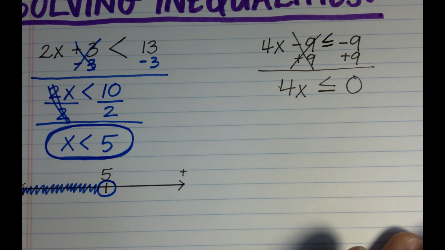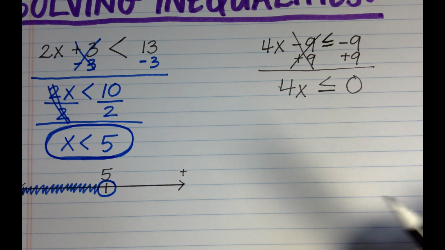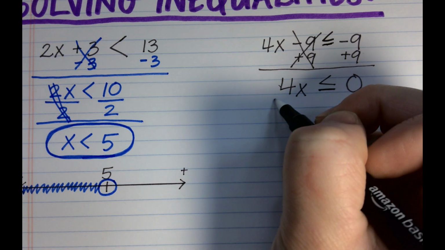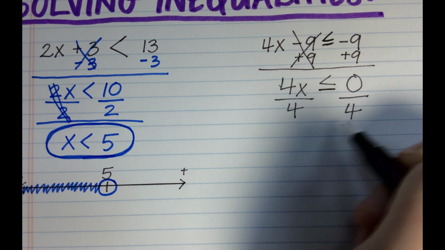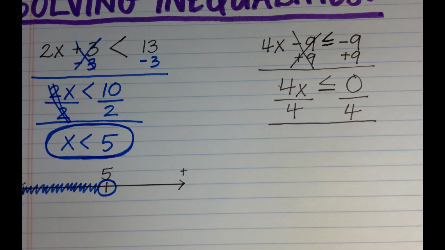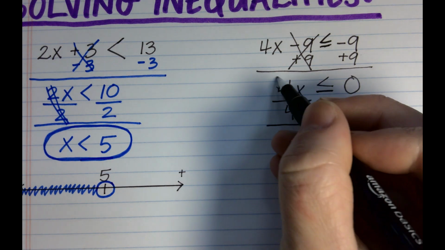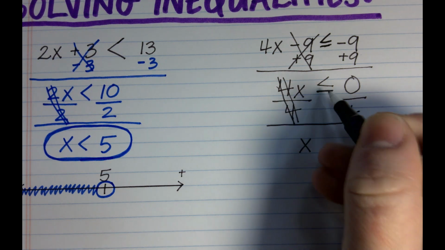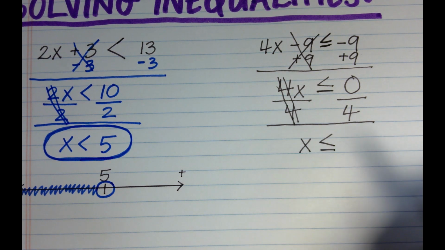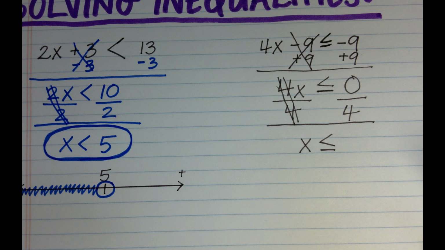What would we do next? Right. Yes, we have 4 times x. To get rid of it, we divide by 4. Divide by 4. Fours cancel, and I'm left with x is less than or equal to what? 0.